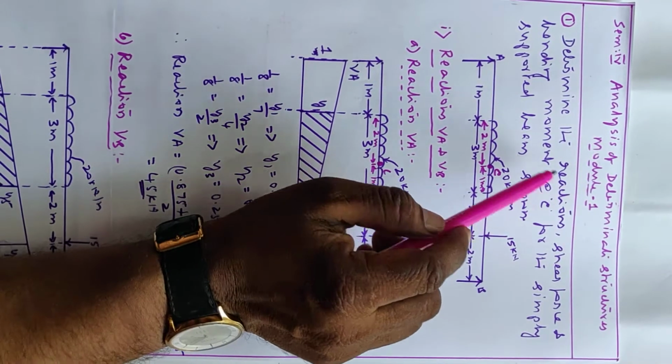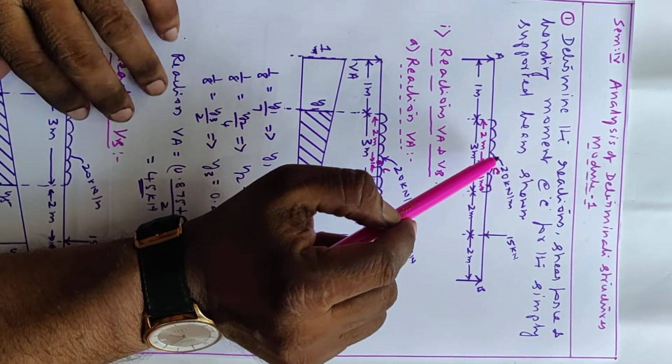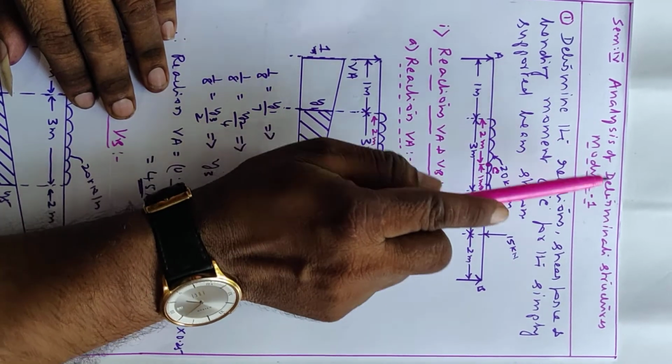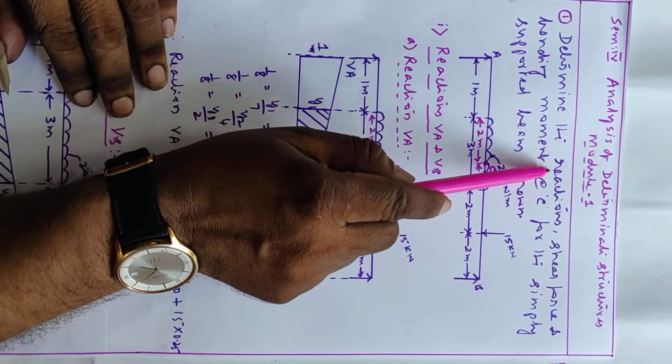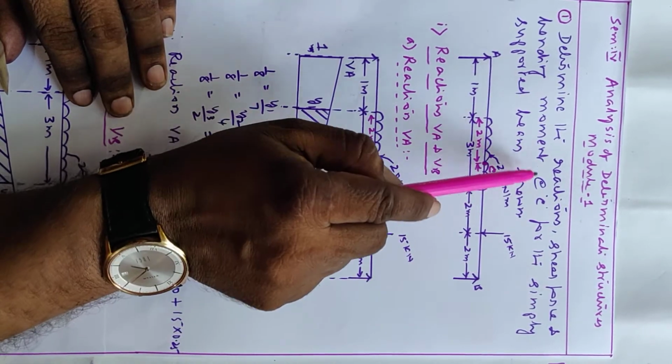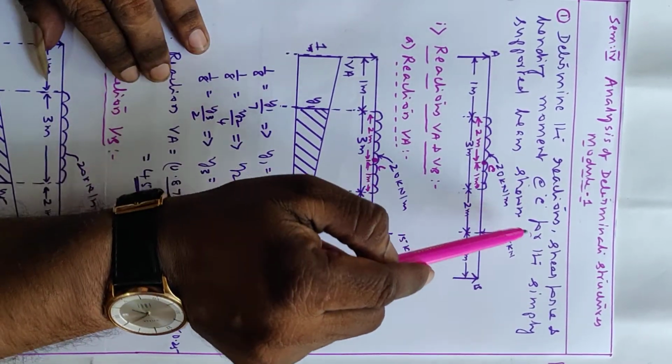Today we will see one problem on static problem by using influence line diagrams. So first it is of module 1 of analysis of determinate structure. Determine the reaction, shear force and bending moment at C for the simply supported beam shown in figure.